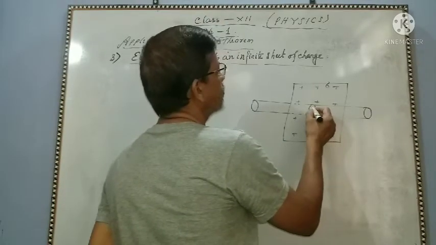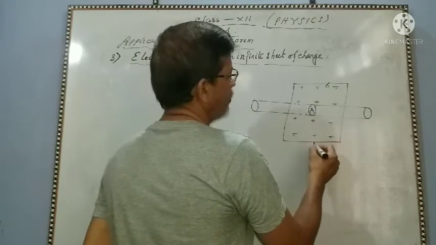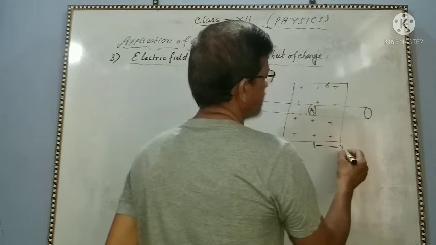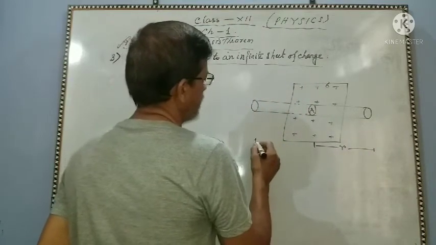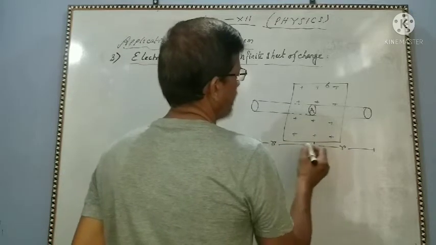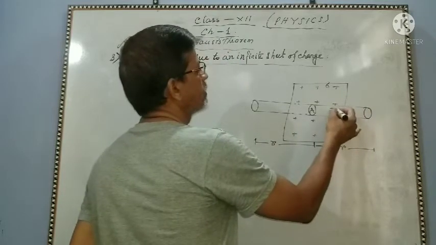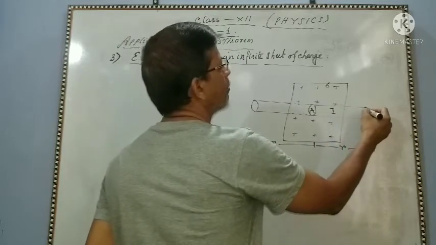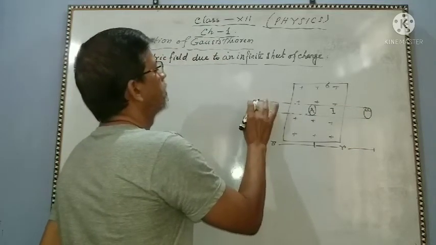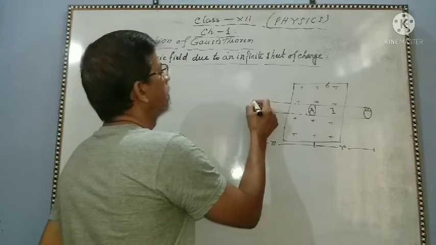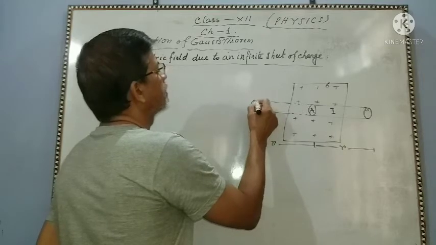Its area of cross section, say, is A. This is the area of cross section, and this distance is r, and this is also r. It is divided into three parts like this: part 1, part 2, part 3.